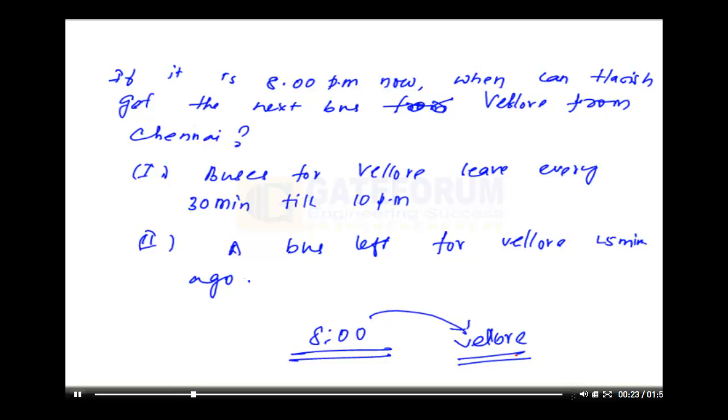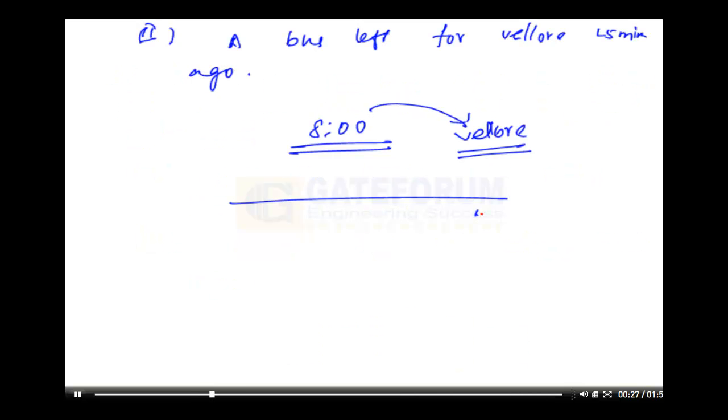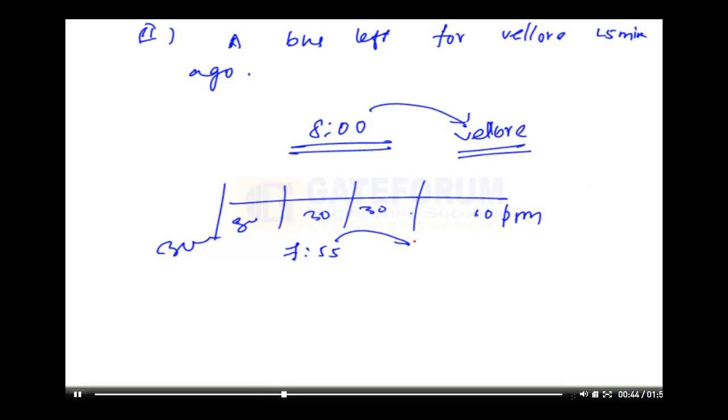Buses for Vellore leave every 30 minutes till 10. So up to 10 o'clock, for every 30 minutes there is a bus. We know that every 30 minutes there is a bus, but we don't know what time the last bus went. If the last bus departed at 7:55, the next bus will be plus 30 minutes. If it was 7:50, it will be plus 30 minutes. So all these values will change. So it is not unique. So we cannot answer this question by using only statement 1.